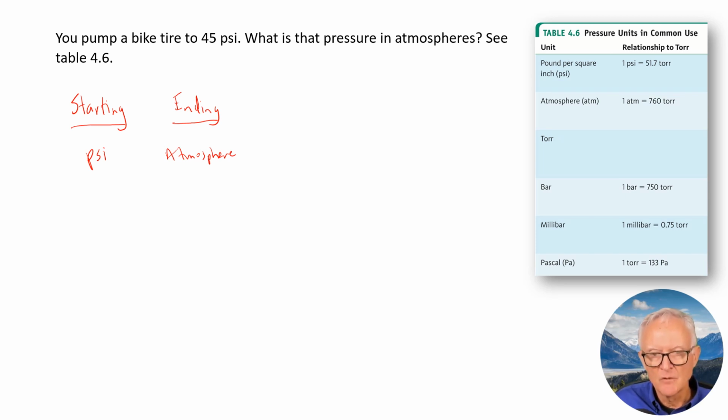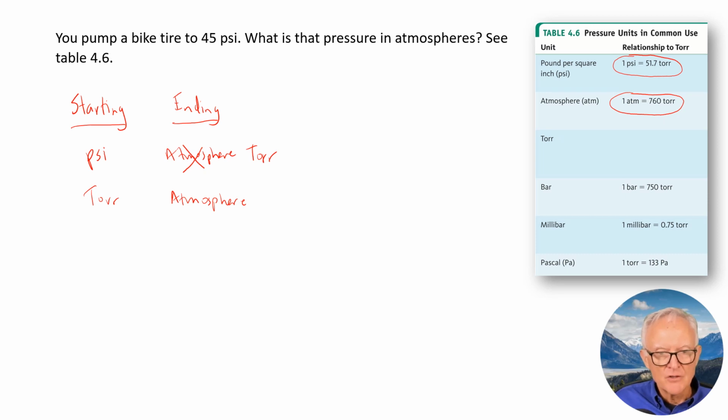So let's look at our table 4.6. We have psi to torr, and we have atmosphere to torr, but we don't have psi directly to atmospheres. So we're going to have to go through two conversion factors. Our first one is going to be psi going to torr, and then we will go from torr to atmosphere. And these are all units of pressure.